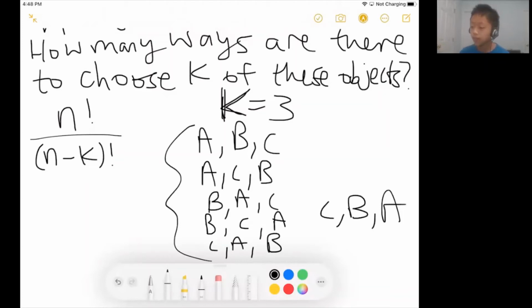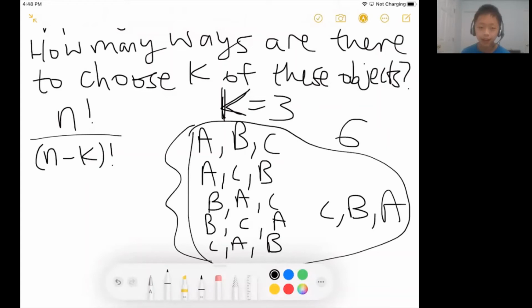So notice that there are 6 ways that we're overcounting by. We're overcounting by 6. And notice that 6 is just 3 factorial, which makes sense because you're overcounting by 3 factorial because you're arranging 3 objects.